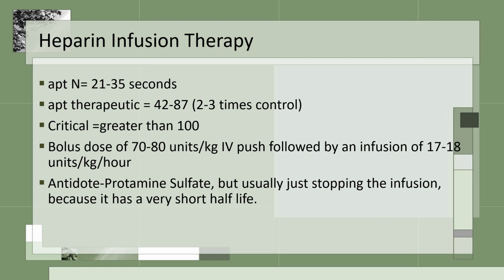The normal bolus dose when starting heparin therapy is 70 to 80 units per kilogram, and this is given rapidly, followed by an infusion of 17 to 18 units per kilogram per hour. You will basically be following a protocol given by the pharmacy for your patient based on their weight. The antidote for heparin is protamine sulfate, but generally we just stop the heparin, and usually within 4 hours it has gone down quite a bit, as it has a very short half-life.